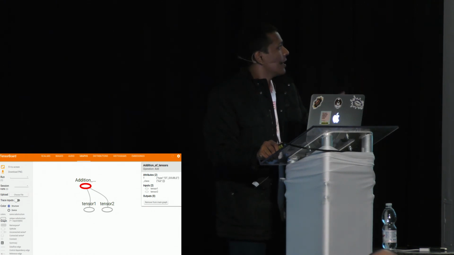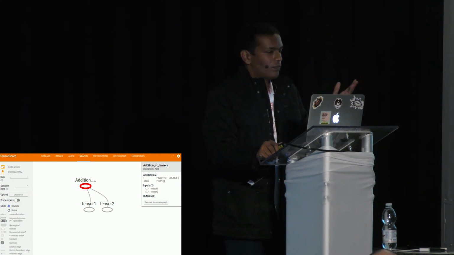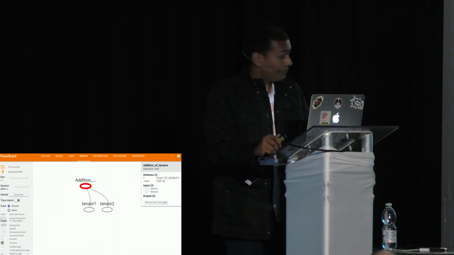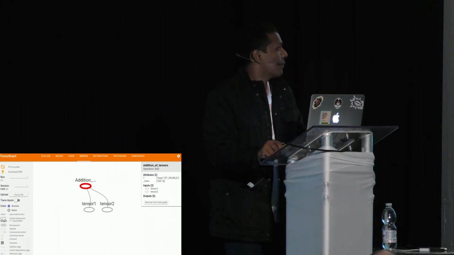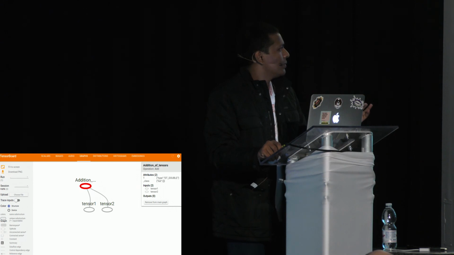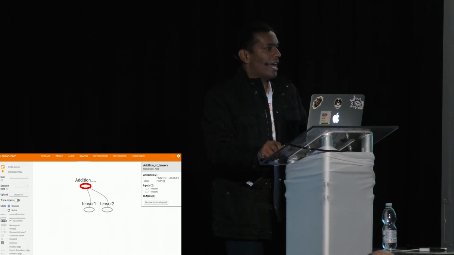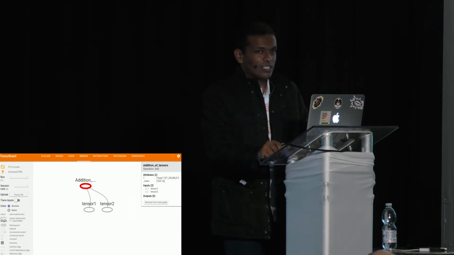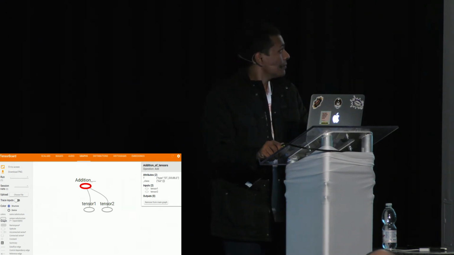So this is a data flow graph of the first example that we have, which was the addition of two tensors. For that, we have a graph, and this is pretty simple. The two tensors are tensor 1 and tensor 2, and the parent node of this graph is the addition node, which adds these two tensors.